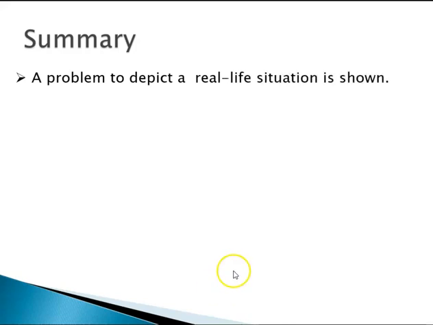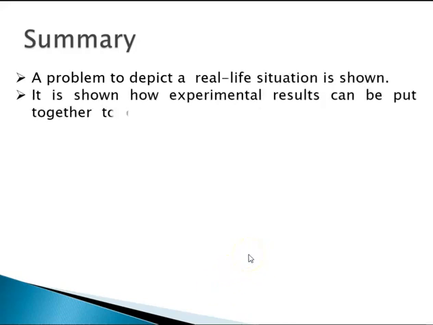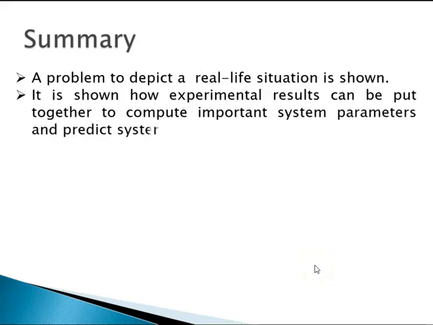So in summary, we saw a problem with a real life situation, that is, a motor which is subjected to a disturbing torque. The steady state speed and steady state torque can be obtained by experimental results, and these results can be used to compute certain important system parameters such as Km, K1, K2, armature resistance, and so on, and also to predict the system behavior.